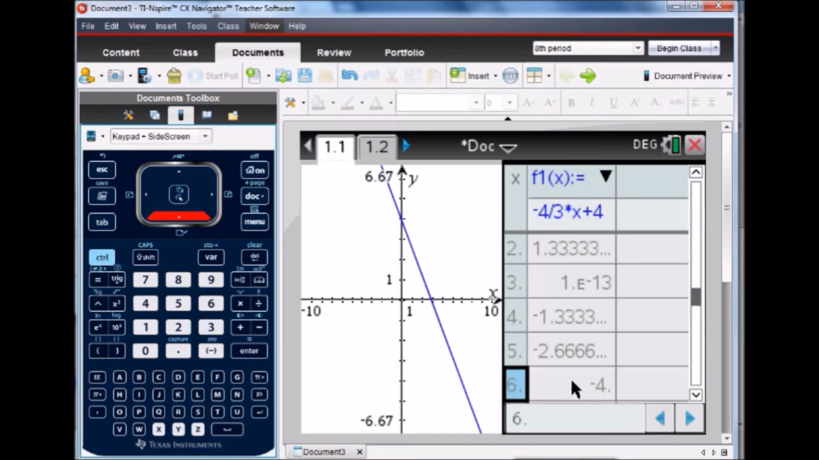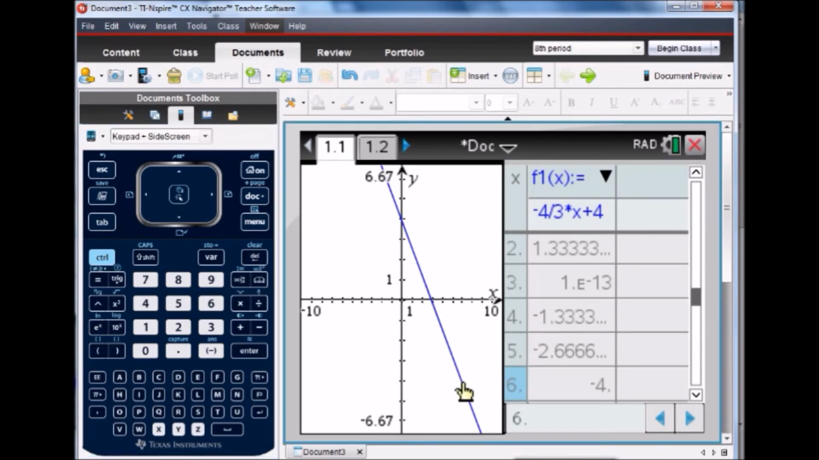So let's take a look at if that's really true. So looking at my graph, if I were to go over to 6, and then I go down, would I hit negative 4 on my blue line? And sure enough, I do. So this is why it's called function notation. You are looking for a specific point on the actual graph.